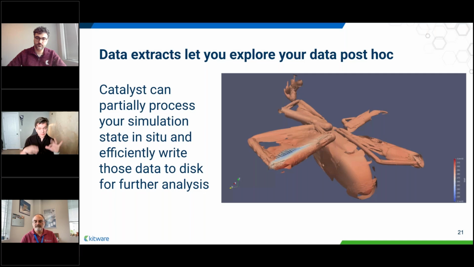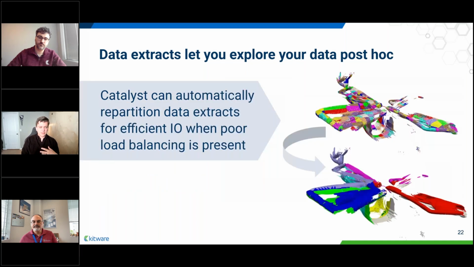Catalyst can partially process simulation data and then write those processed data to disk for you to then explore later. This can be done at whatever cadence you want as well. Because this is significantly reduced from your simulation data set, it's much more manageable for a user to actually perform exploratory analysis and visualization. Catalyst can also handle a lot of the I/O bottleneck that comes with writing a lot of files to disk.